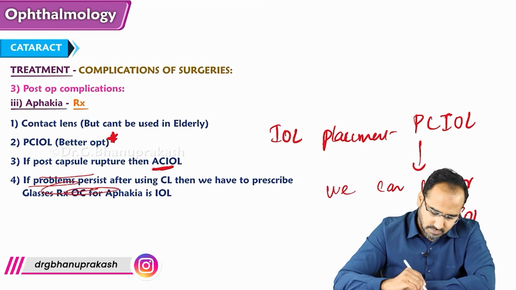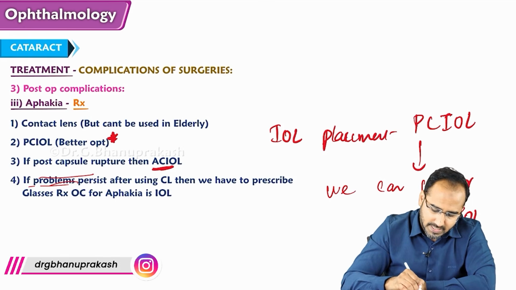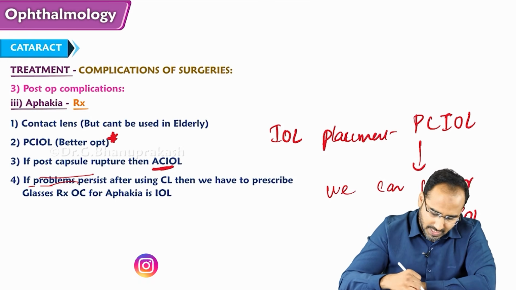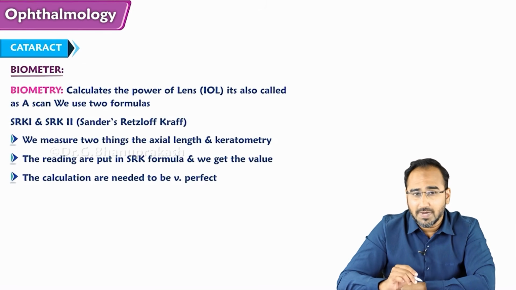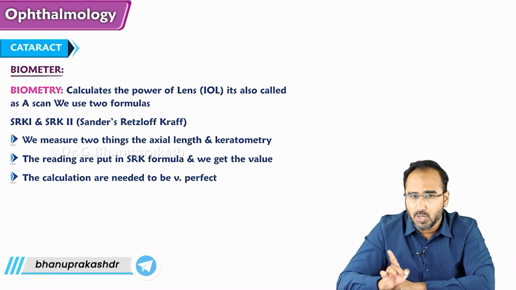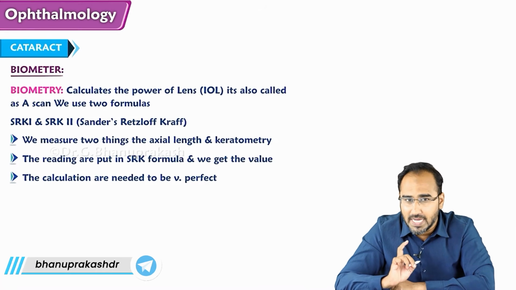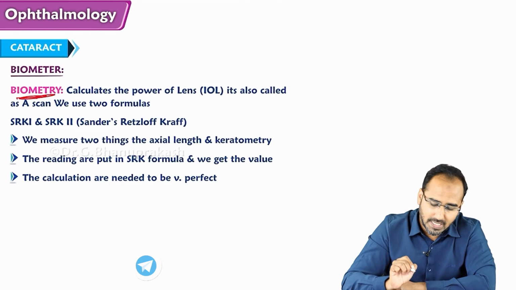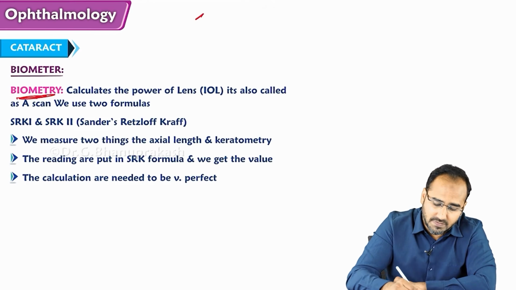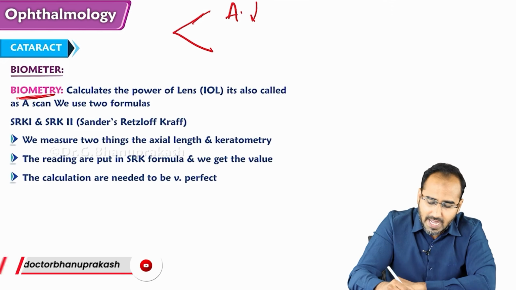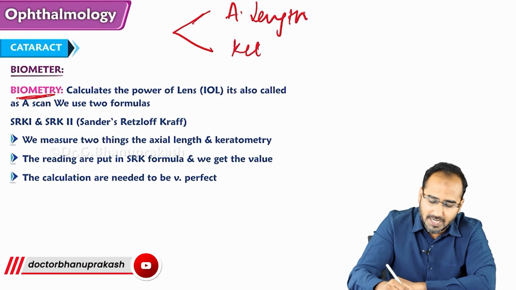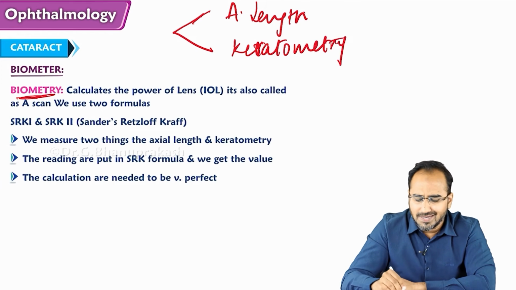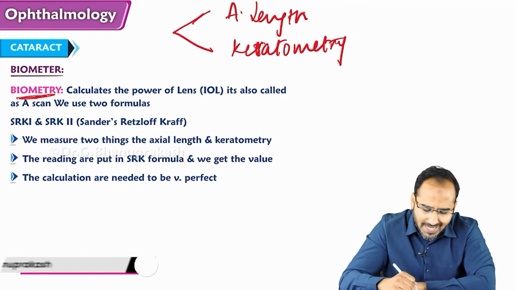Okay? That's regarding aphakia. So remember, guys, I told you one thing. Before placing an IOL, we have to check the power of the eye. For checking the power of the eye, the instrument we use is called biometry. Biometry measures two things. What two things do we measure with biometry? We measure the axial length and the keratometry. We take these two readings and put them in a formula called the SRK formula.